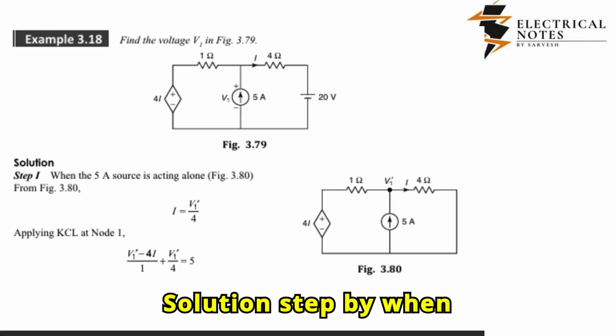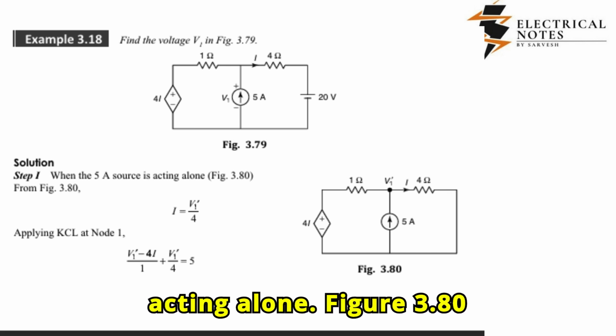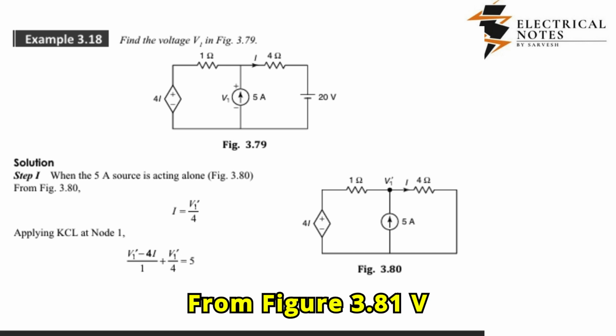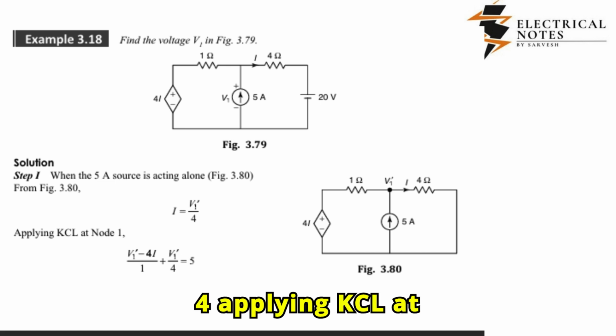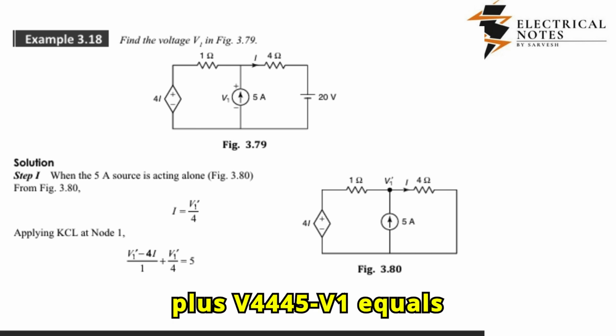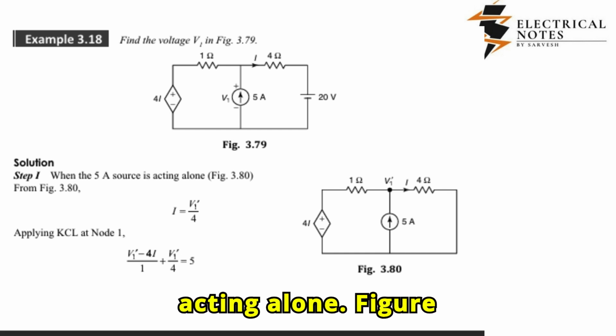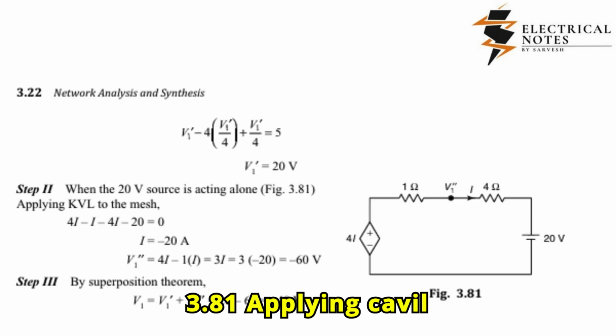Solution. Step 1: when the 5A source is acting alone, Figure 3.80. From Figure 3.80, the relation between the node voltages holds. Applying KCL at node 1, and solving gives V1 equals 20V. Step 2: when the 20V source is acting alone, Figure 3.81.